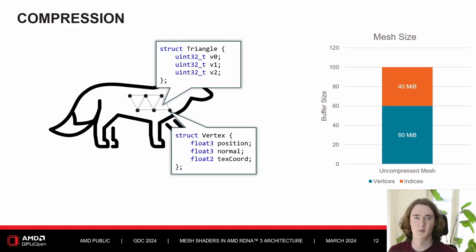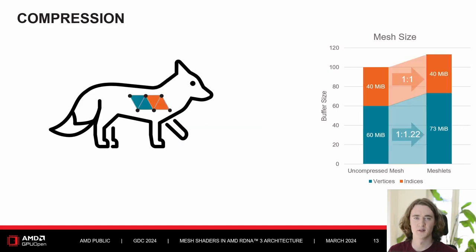We said before that we want to use meshlets. And to keep things simple, we'd like to have a local set of vertices per meshlet, meaning that we have to duplicate every vertex that's at the border between two meshlets.